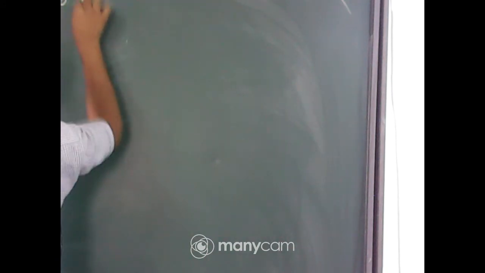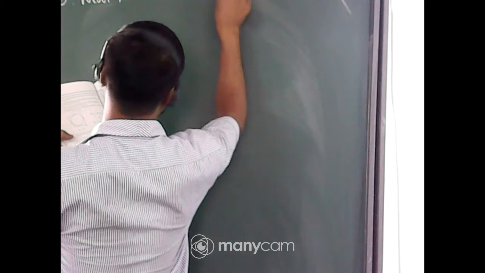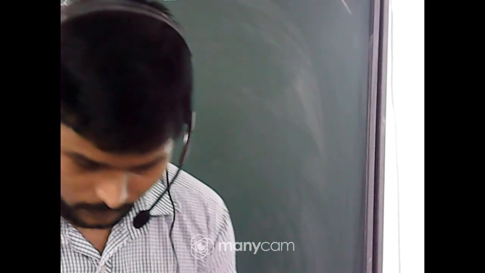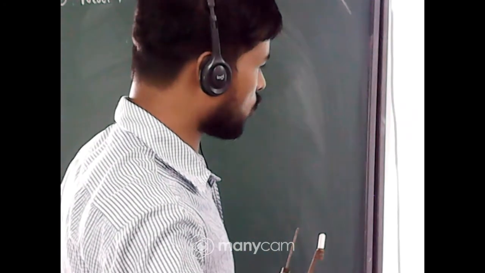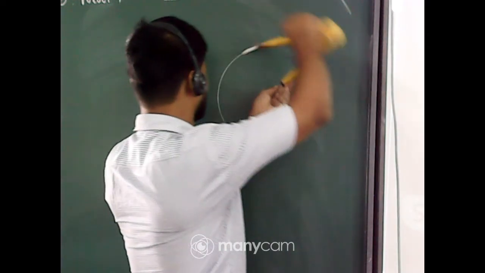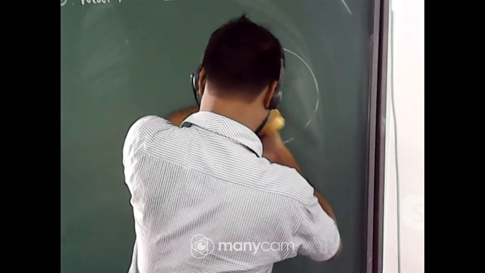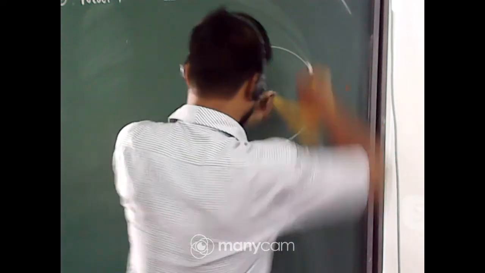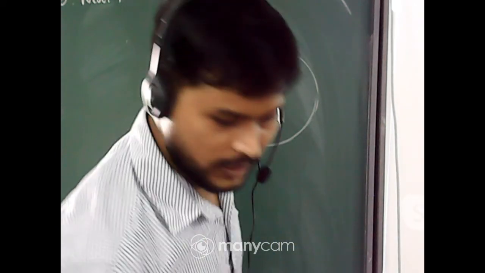Okay, so this is class 10, subject math, and we are discussing circle. Okay. So it is given that, okay, so draw a circle. I have a compass. Draw a circle here. Okay, so this is the circle with center O.